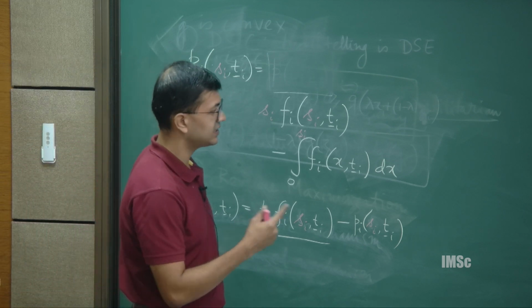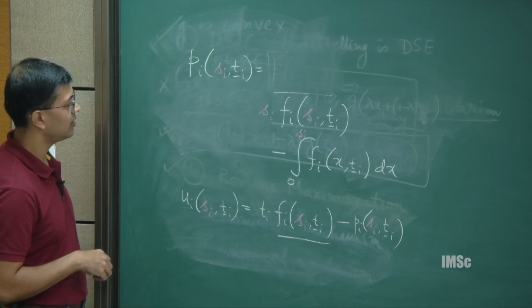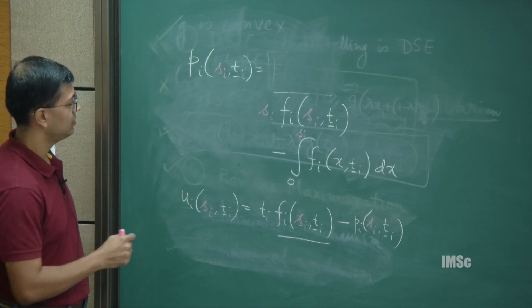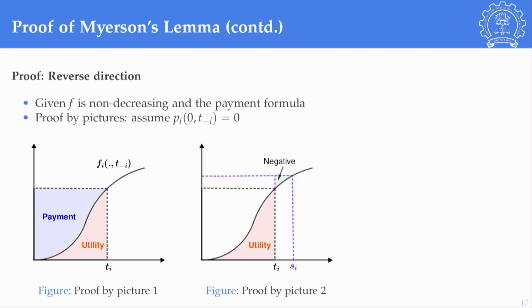Now we have assumed that s_i is larger than t_i. So now what is the payment there? It is s_i times this allocation. If you evaluate the allocation function here, this is the value times s_i. So the area of this entire purple rectangle is the first term, and you are also integrating from 0 to s_i, the area under the curve up to the point s_i. So still this entire region is your payment, correct.